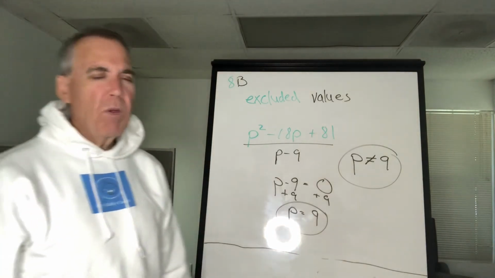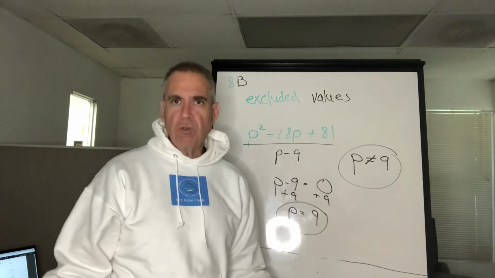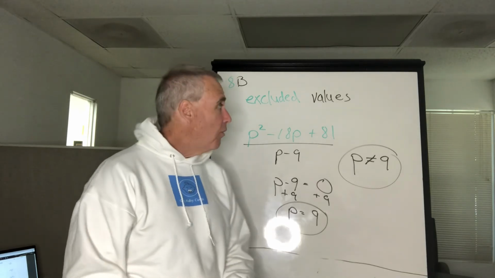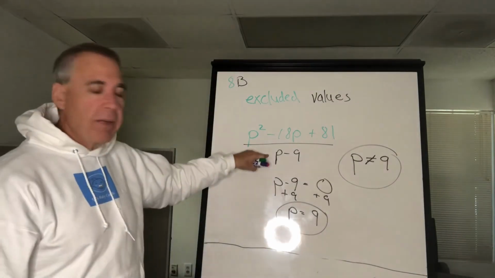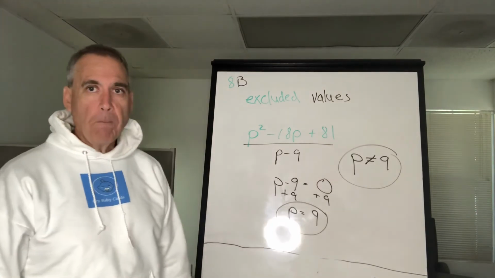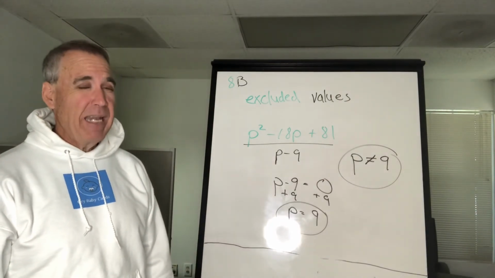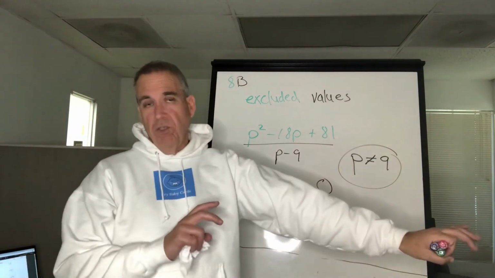Kind of weird, but we'll talk more about this in class, and I'll go through it and break it down, why this is true, what's really going on. But for right now, that's what you need to know about excluded values. You take the denominator, you make it equal to 0, and then you just solve for the variable. And you find out that number, because that number is important. It's called an excluded value.